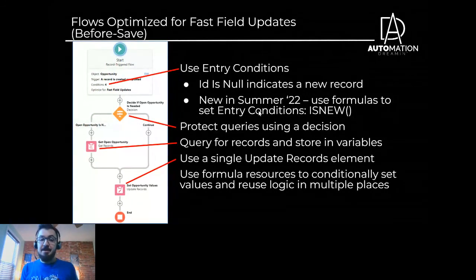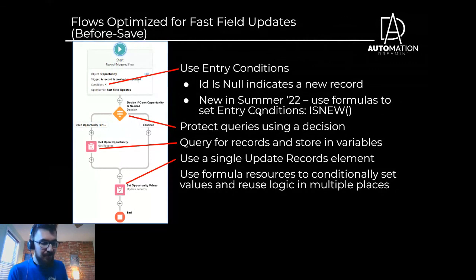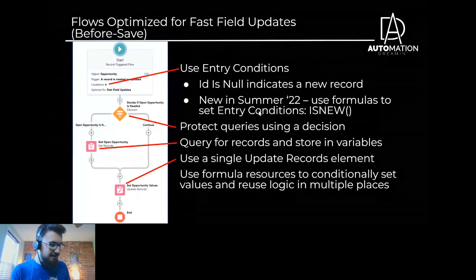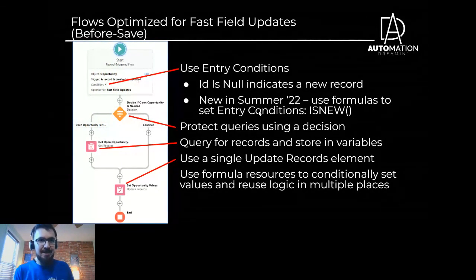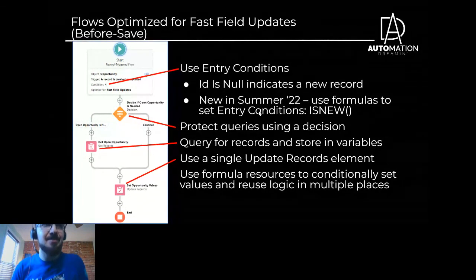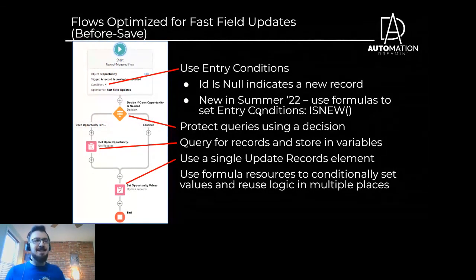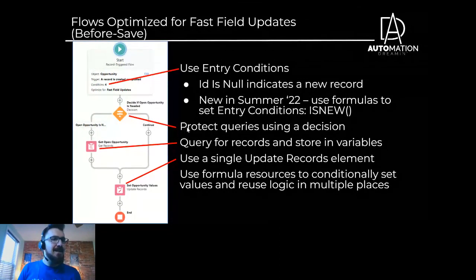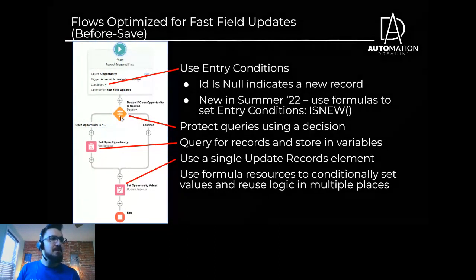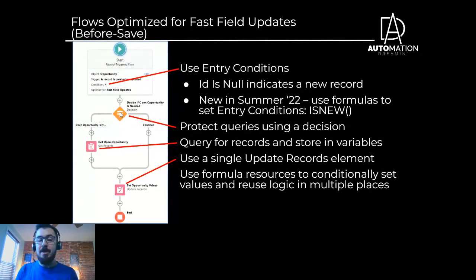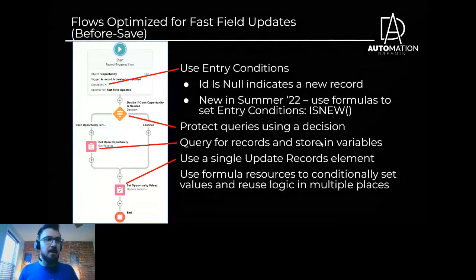Salesforce has been very clear that you might suffer from performance issues if you're putting some complicated formulas in your entry conditions. So I'm still wary to use that, and I will keep you updated if I find out more about that. I like to protect queries in before-save flows using a decision so they only execute when absolutely needed. When I query for records and I only need a couple pieces of information, I store them in variables so that you can safely reference them later on.